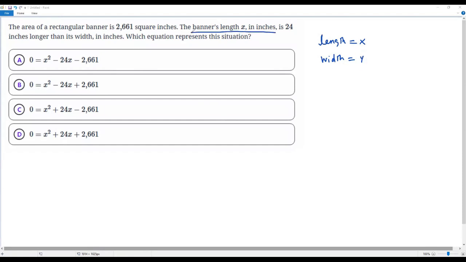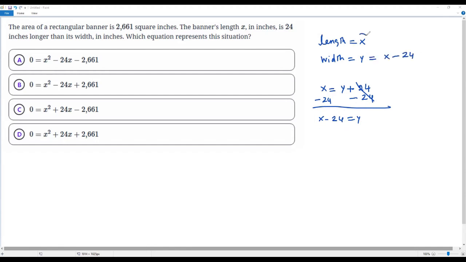Okay, now we can consider the information we have over here. That is, the banner's length x in inches is 24 inches longer than its width. That is x equals 24 more than the width, 24 more than y. So it can be written as y plus 24. Okay, now let's solve for y in this equation. For that we have to subtract 24 from both sides of the equation. Then positive 24 and negative 24 will cancel out. I am getting x minus 24 equals y. Here I got the value of y in terms of x, that is y equals x minus 24.